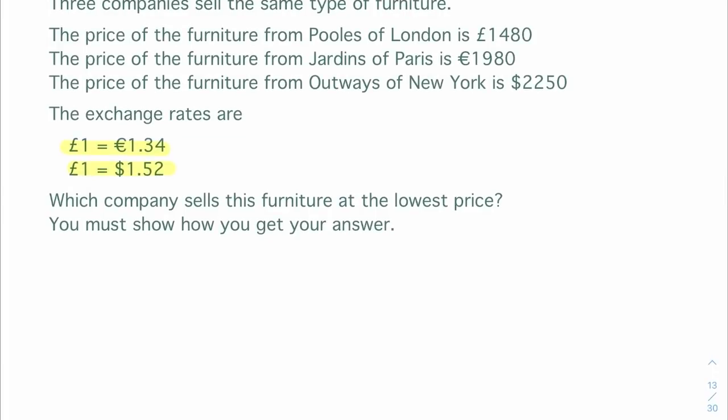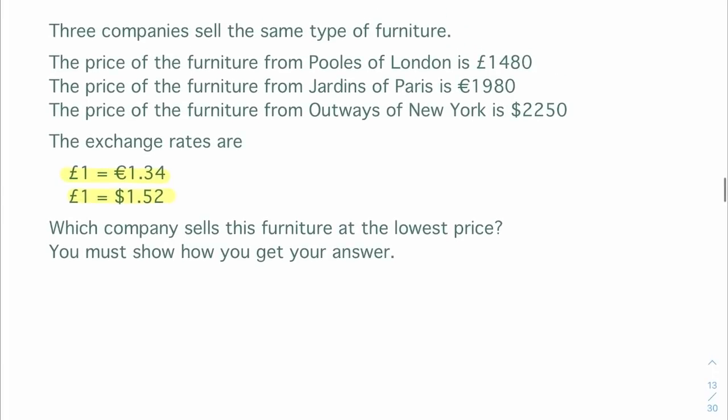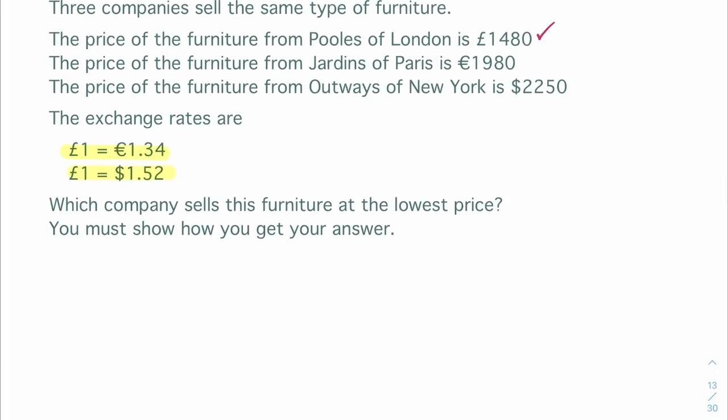So to work out which company sells it for the lowest price, we want them all in the same currency. So we'll leave the London currency as it is, we'll leave that in pounds. So we'll just convert the other 2. So the price in Paris is 1,980 euros. So to get that back into pounds, remember looking at the exchange rate, the pound number is smaller than the euro number. Okay, they have the same value, but £1 for every €1.34. So we want to make sure this number goes smaller, and we do that by dividing by 1.34. Okay, if you were to multiply by 1.34, you'd get a larger number, which wouldn't make any sense.